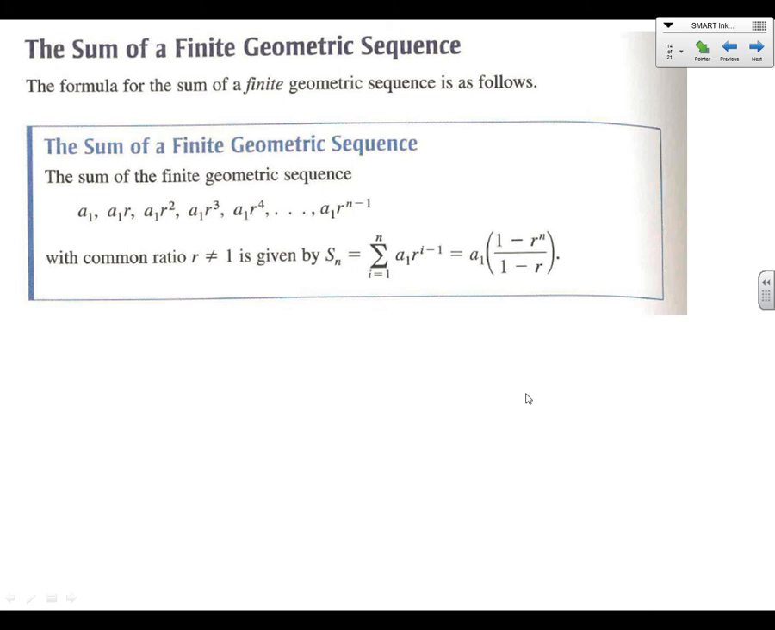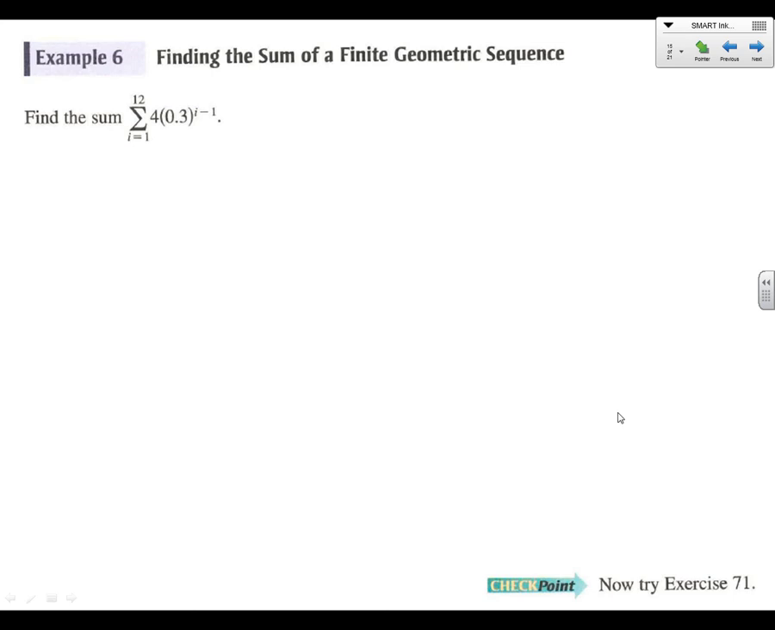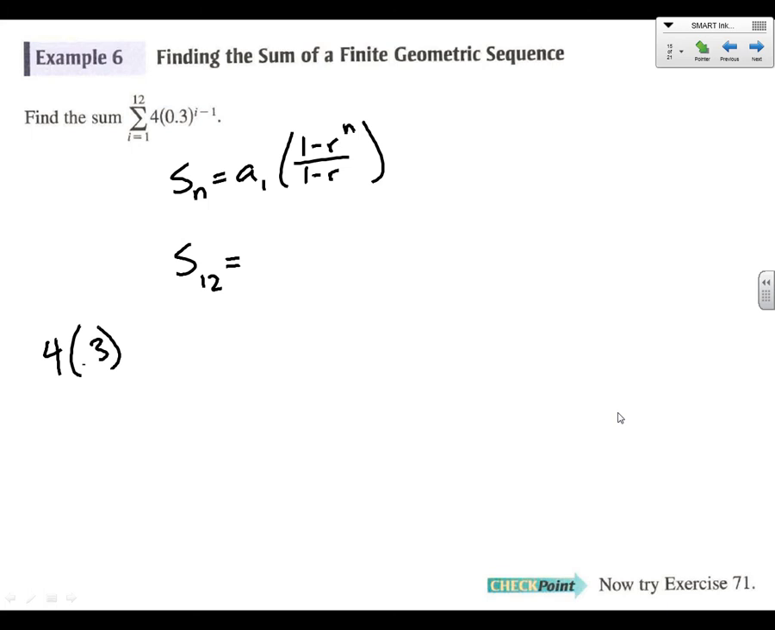And once you're ready, let's take a look at example 6. So right away, I'm going to write down the formula. S of n equals a1, 1 minus r to the n over 1 minus r. On this one, okay. And so here, S sub 12 terms. First term, let's plug in a 1 right here. So this is 4 times 0.3 to the 1 minus 1, which is 0. Anything to the 0 power is 1. 4 times 1 is 4. So our first term is 4.